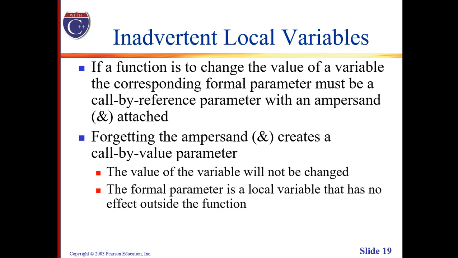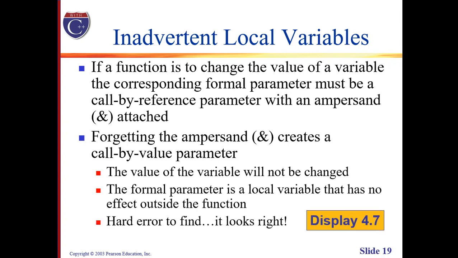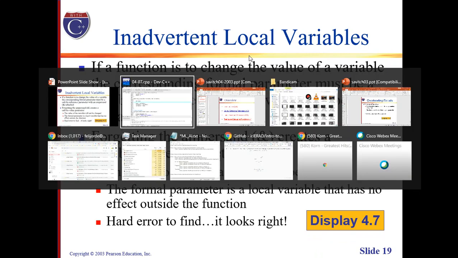If that happens, the value of the variable will not be changed, and the formal parameter is instead a local variable that has no effect outside the function. So that's quite a hard error to find, and as I've mentioned, it's not going to be marked as a syntax error. It will be accepted, compiled, and run. However, it is expected that your program is going to produce wrong output. So let's take a look at an example.